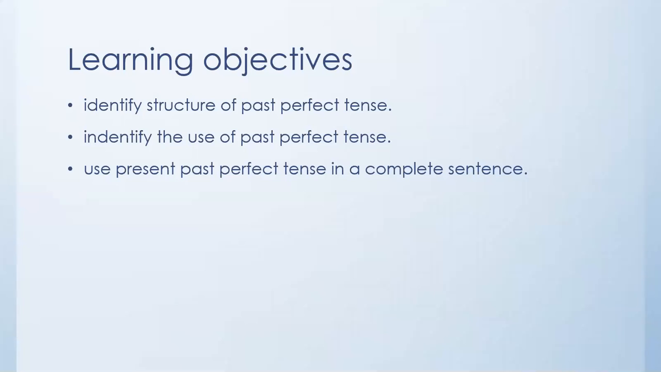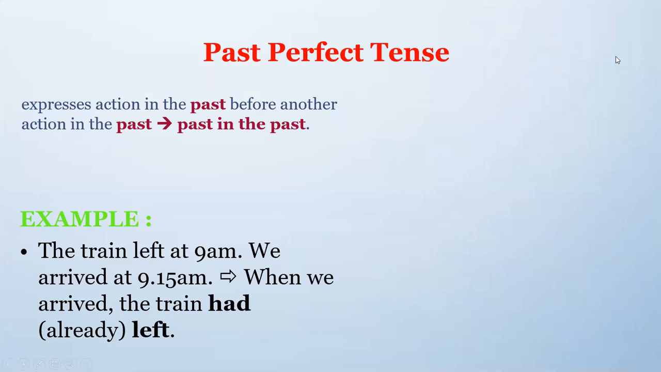The second objective is you will be able to identify the use of past perfect tense. How do you use past perfect tense? And number three, you will be able to use past perfect tense in a complete sentence. Oh, sorry, this is not present, but past perfect tense. So just erase the present. All right, so let's start.